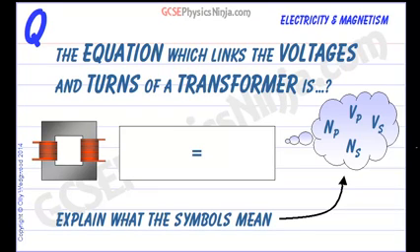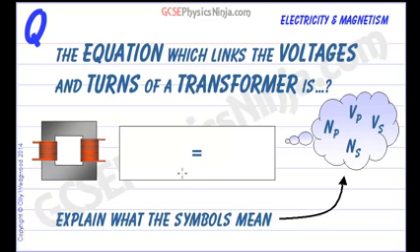Transformers can change the voltage of alternating current or AC electricity supplies. They can be step-up transformers, so they boost the voltage, or they can be step-down transformers, so they reduce the voltage. So how does it work? What does that output voltage depend on?